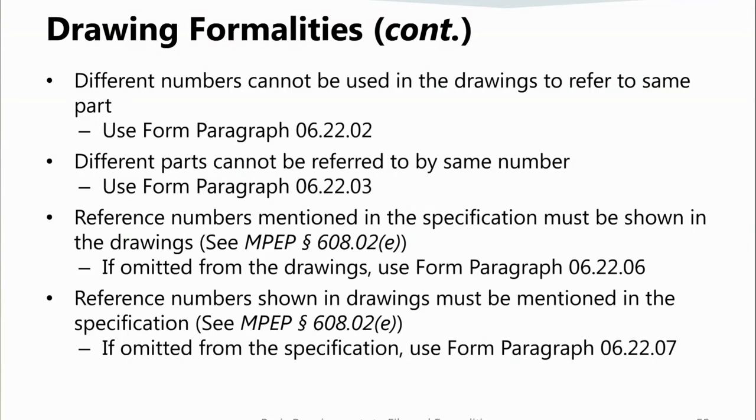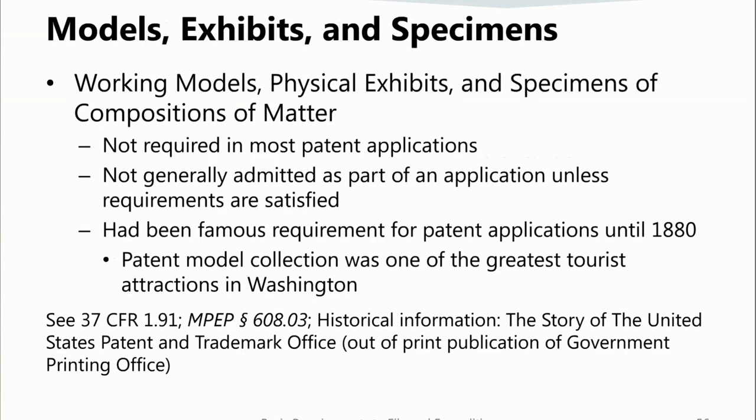Each part must have a unique reference number that is used consistently throughout the specification. If a reference number is mentioned in the specification, then it must appear in the drawings. Likewise, if a reference number is shown in the drawings, then it must be mentioned in the specification. Working models are not required and are not generally admitted in patent applications today.